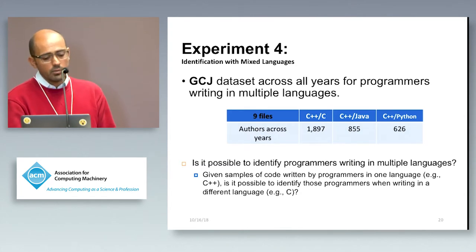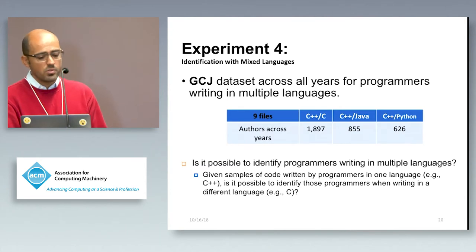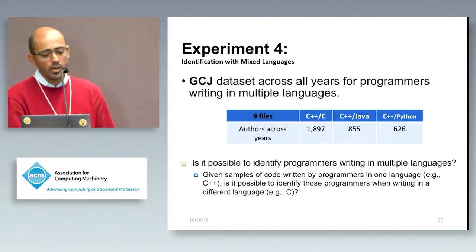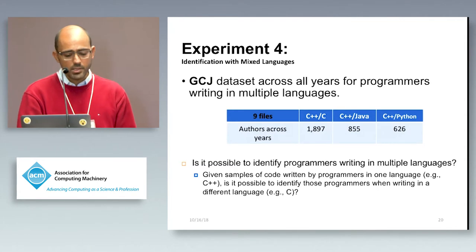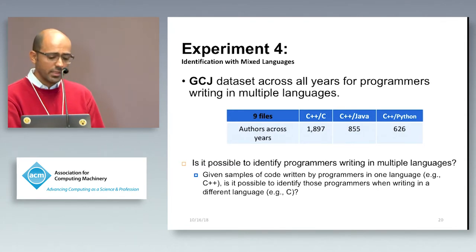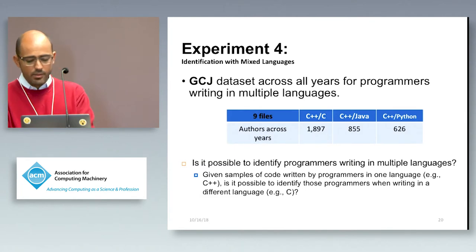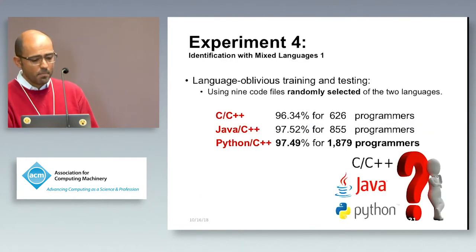We do identification with mixed languages. That is, we start with a data set across all years for programmers with multiple languages. Again, we use 9 files. The authors across the years that have C++ and C were about 1,900, C++ and Java about 850, and C++ and Python about 620. The question again to answer is, is it possible to identify programmers writing in multiple languages? And the answer is yes.